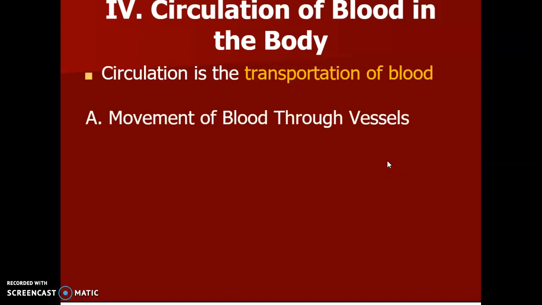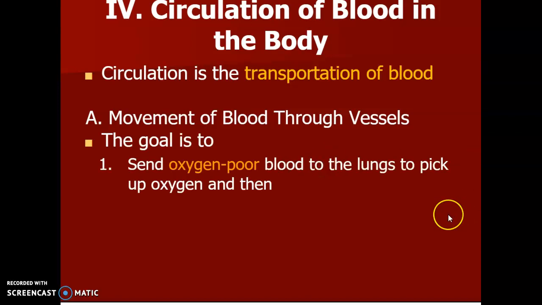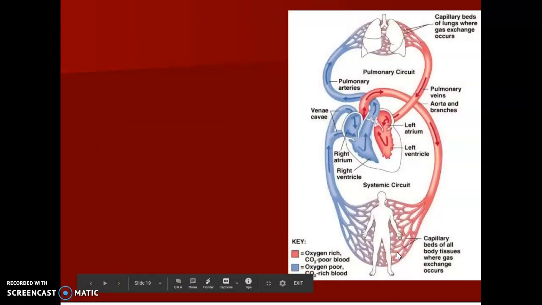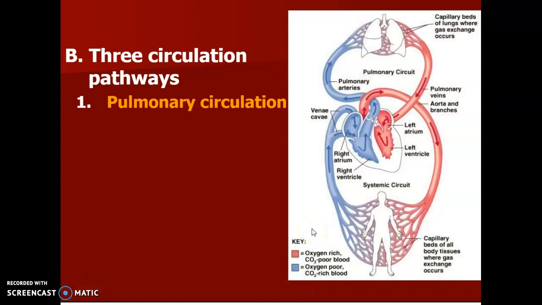Circulation, of course, is the movement or the transportation of blood through your blood vessels. And the goal is to send blood to the lungs to pick up oxygen, and then pump that oxygen-rich blood from the heart to the body cells, along with some other things like picking up food along the way and picking up waste products and transporting them too. But those are the main goals. And so to do this, there are three primary circulatory loops.